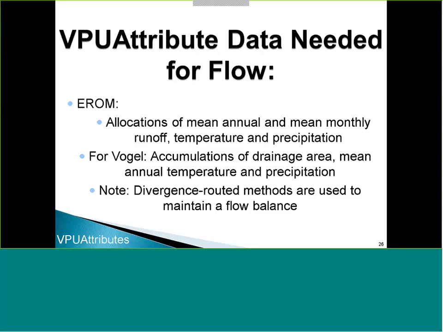Now I'm going to switch gears. I'm going to talk about the VPU attribute data. This is the data behind the development of EROM and Vogel flow methods. For EROM, we need allocations of mean annual and mean monthly runoff, temperature and precipitation. For Vogel, we needed accumulated values of drainage area, mean annual temperature and precipitation. And I'd like to note we used the divergence routed methods, which maintained flow balances throughout the system.